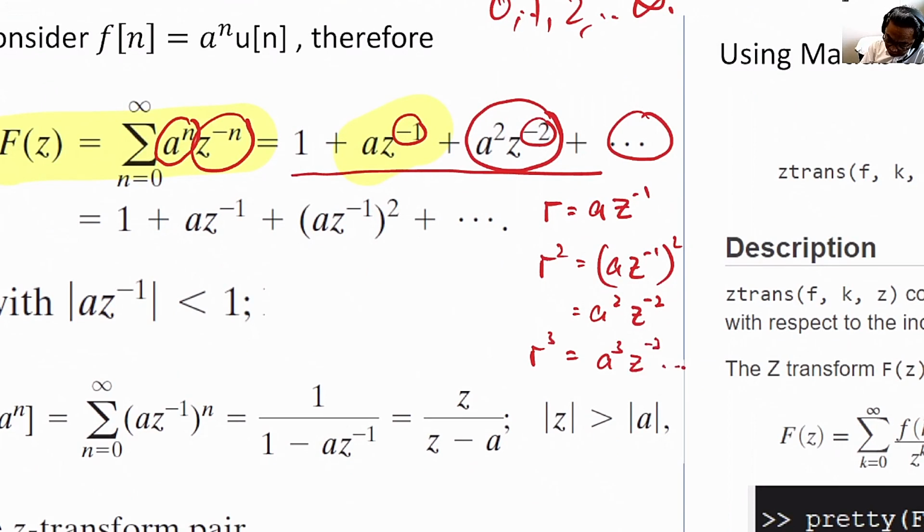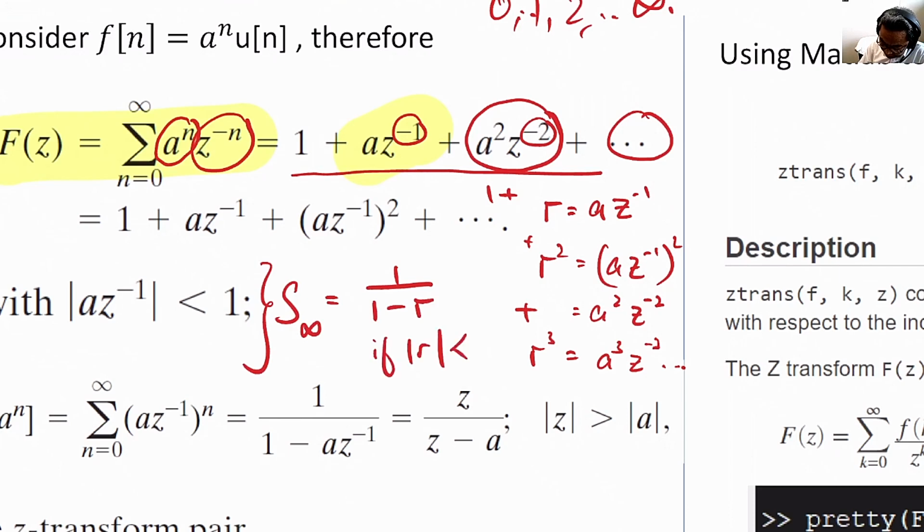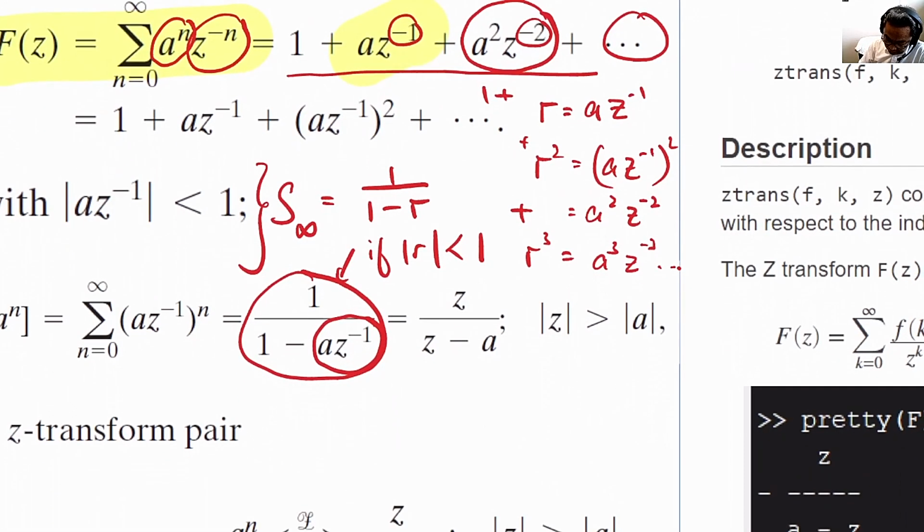So what we see is we have a geometric series 1 plus r plus r squared plus r cubed. We know the solution to a geometric series. The sum as it goes to infinity is 1 over 1 minus r, if the absolute value of r is less than 1. So this is the answer, 1 over 1 minus r, and this expression is r. a over z must be less than 1. Therefore, |z| must be greater than |a|.